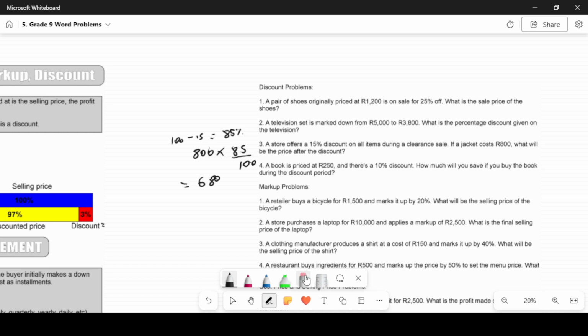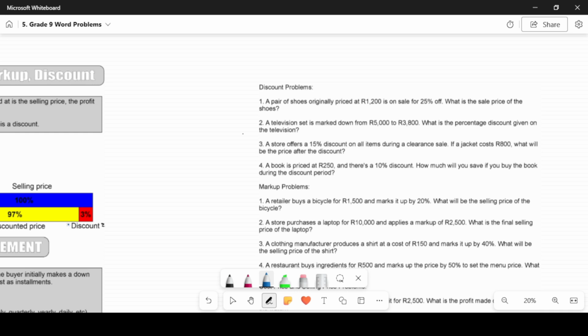A book is priced at 250. There's a 10% discount. How much will you save if you buy the book during the discount period? So you see here, this discount is a loss to the business, but it's a win to you. Think about that. This is a loss to the business because they could have sold it for the full 100%, but now they're selling it for less than 100%, but it's a profit to you.